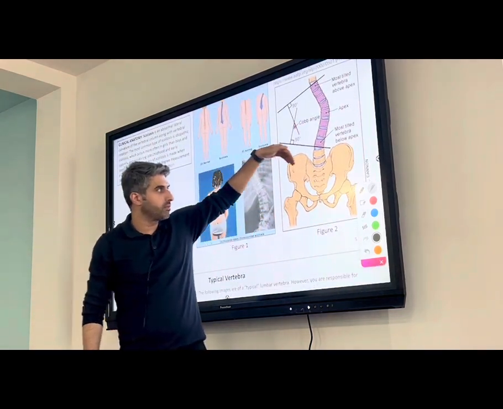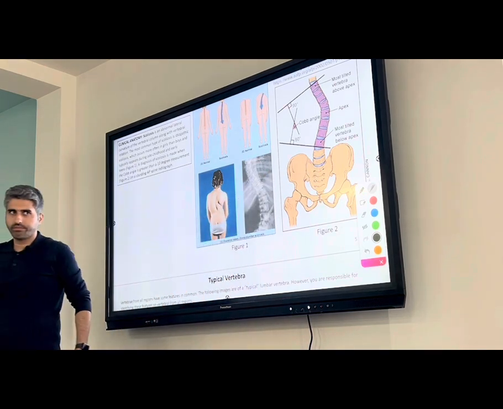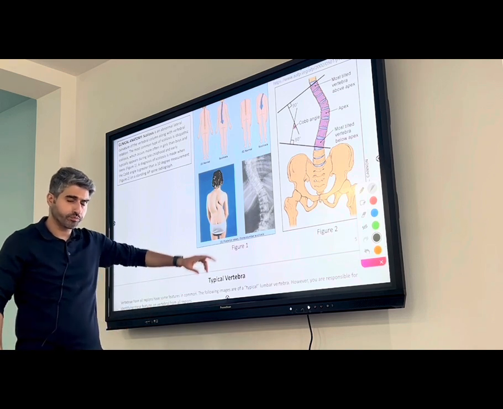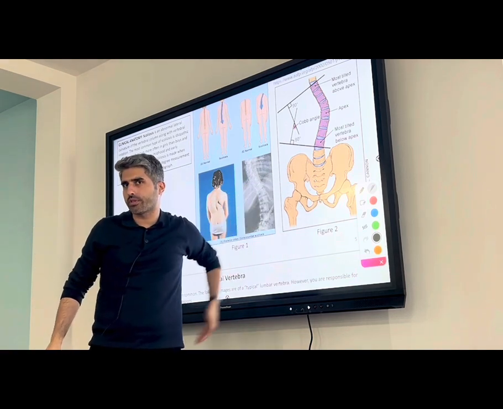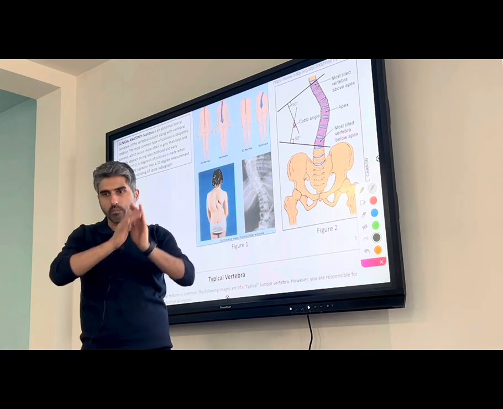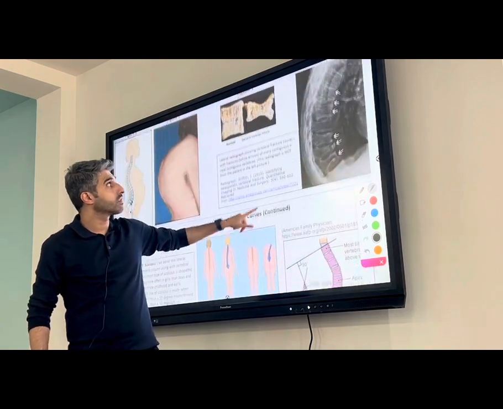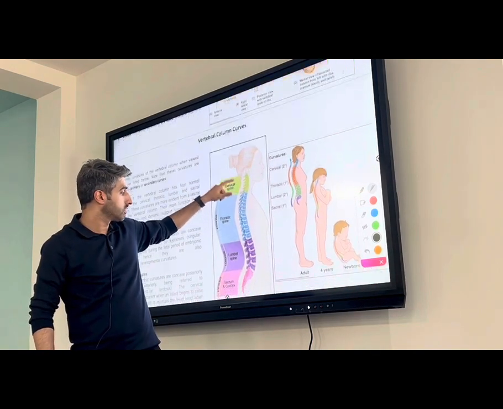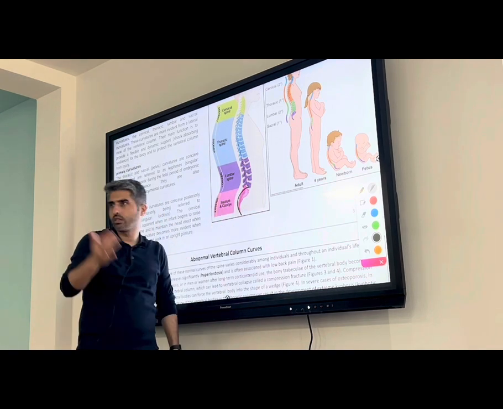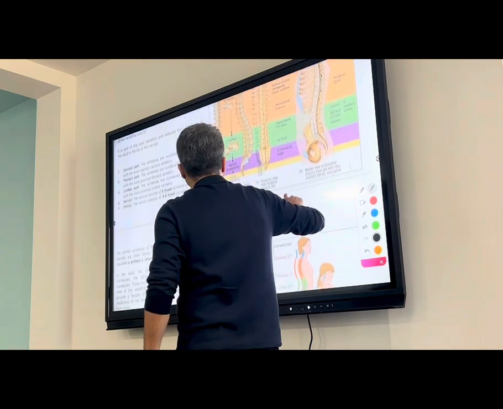The sacrum is attached to the pelvis, to the posterior side of the pelvis. This is the sacrum. It completes the pelvis. Okay? It has curvature to the posterior side. It is the lower part of the vertebral column.